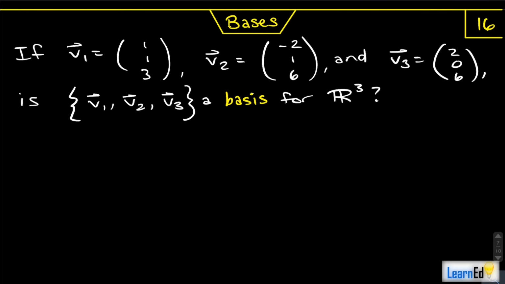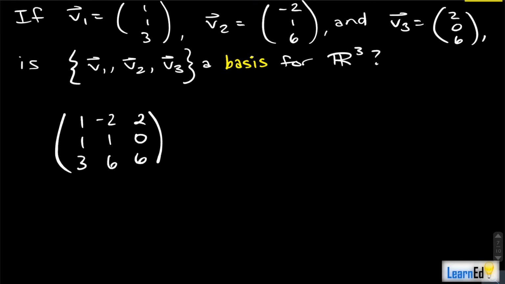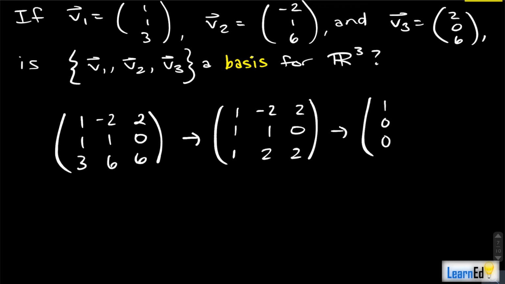So what we do, we put these three vectors, 1, 1, 3, negative 2, 1, 6, and 2, 0, 6, into a matrix and row reduce. First off, we can see that it would be best to scale down the third row to 1, 2, 2. We can divide by 3. And then we can more easily row reduce by just zeroing out the entries below the first pivot. And we'll keep the first row here.